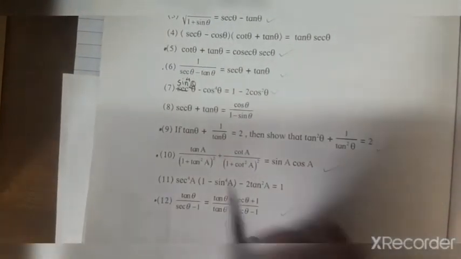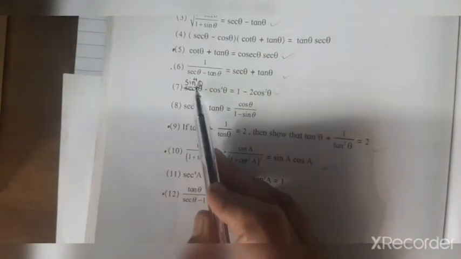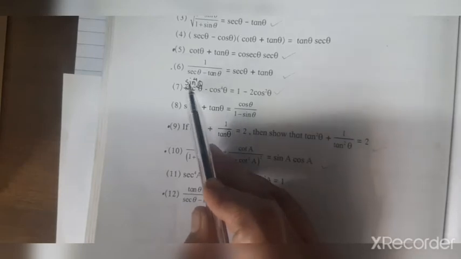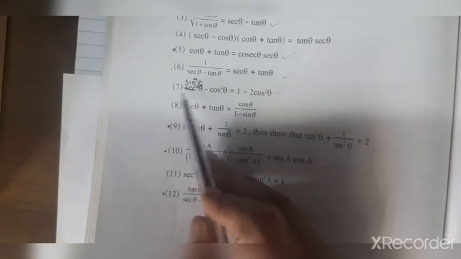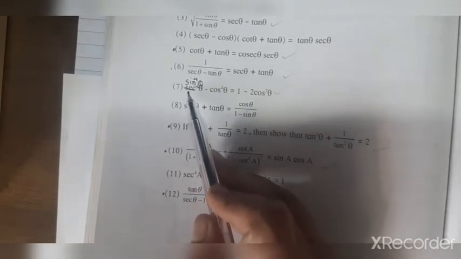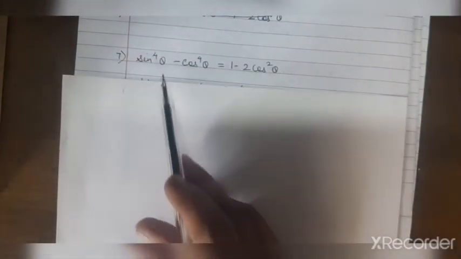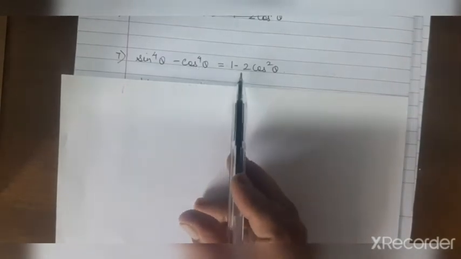Now we move on to the 7th sum. In the 7th sum there is a mistake in the textbook. In the textbook the 7th sum is sec raised to 4 theta. You have to cancel it and make it sine raised to 4 theta. So this is a correction. It is not sec, it is sine. The rest everything is the same. So sine raised to 4 theta minus cos raised to 4 theta is equal to 1 minus 2 cos square theta.